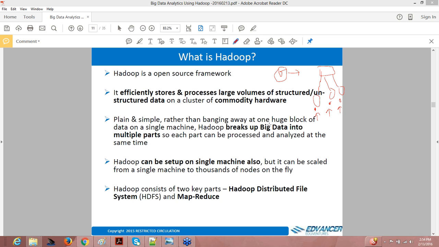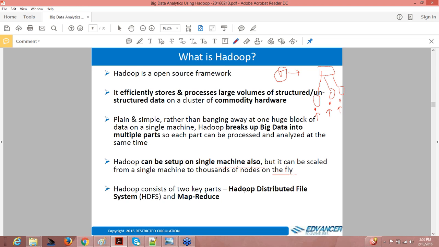This processing is done by the data processing engine, that is MapReduce. MapReduce is a data processing engine used by Hadoop for processing data in parallel. Hadoop can be set up on a single machine also, but it can be scaled from a single machine to 1,000 nodes on the fly. So we don't have to bring down the cluster for scaling the Hadoop cluster.